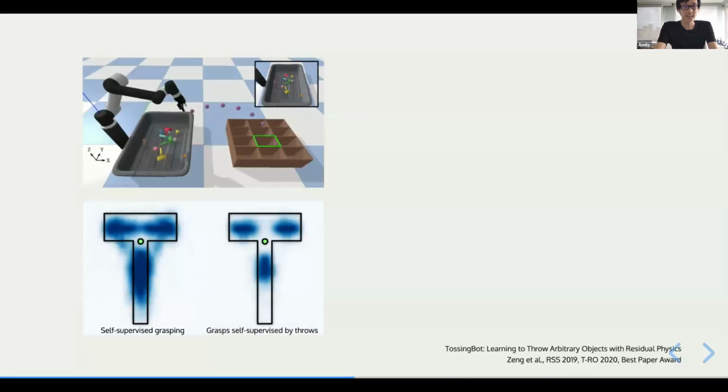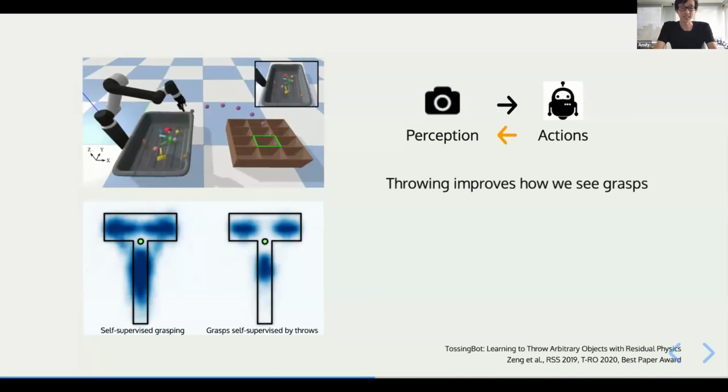So this kind of gets at the idea where we can leverage our 3D vision algorithms to map from perception to action. But then also, when we're working with real robots, we can actually use actions as a way to better inform the perception in a positive feedback loop. And in this particular instance, we were using throwing as a means to improve how we see grasps.